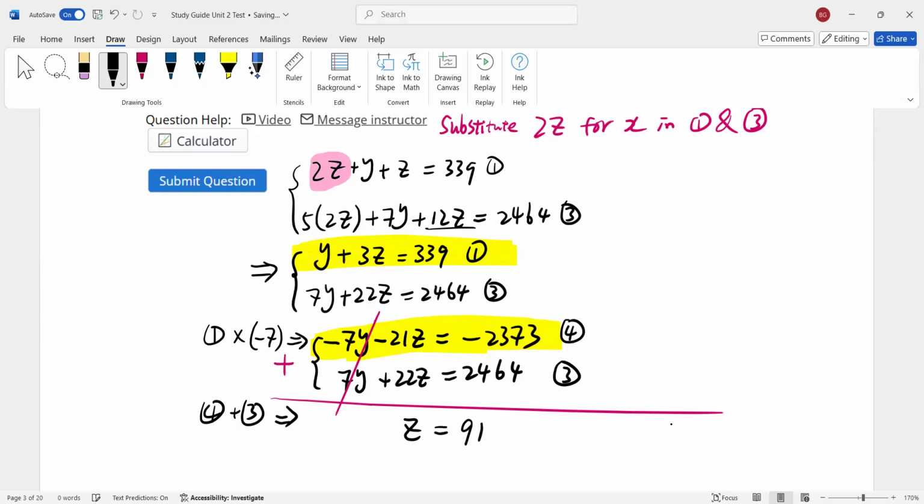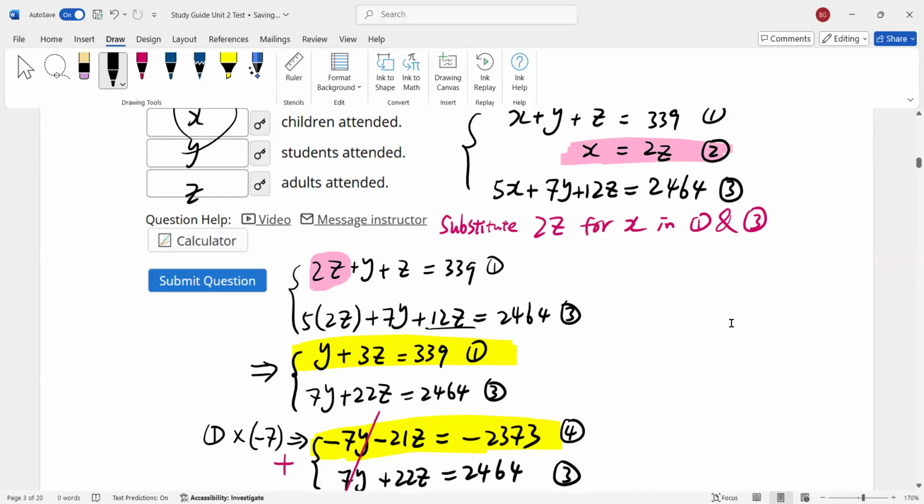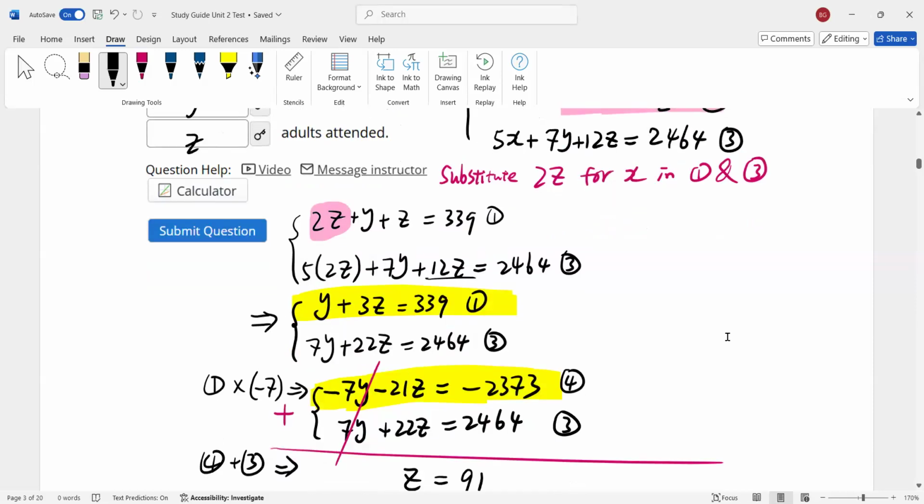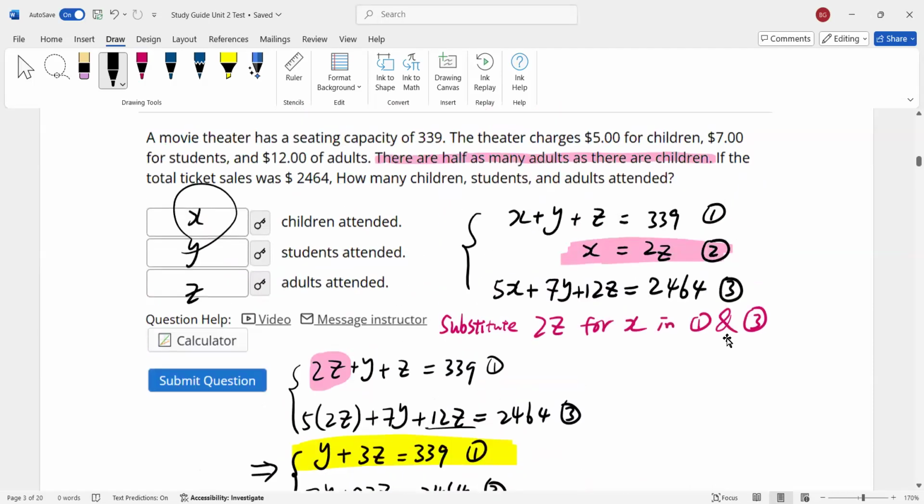z is 91. Okay, now we have the value for z. We can go back to the original equation 2 to find the value for x, right? Go back to equation 2 here. z, we got 91. Then x is twice z, would be 182, right? So now we have x and z found.